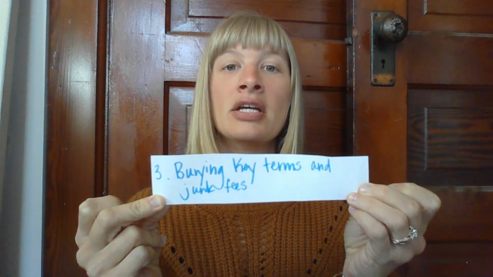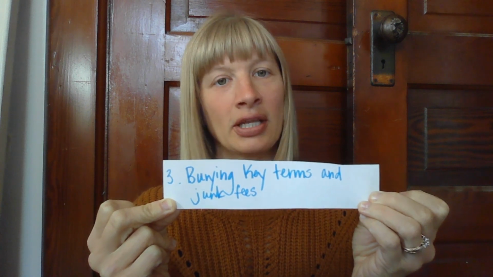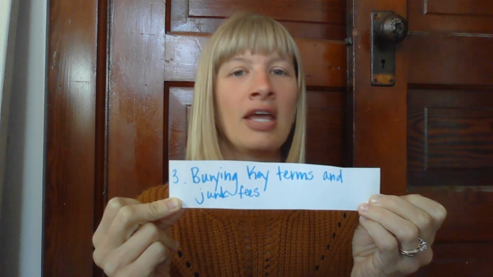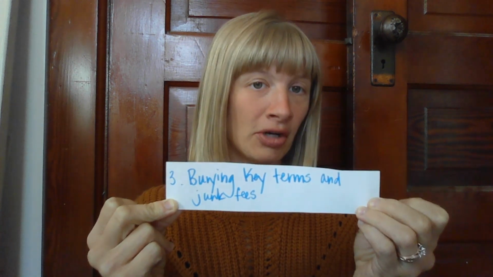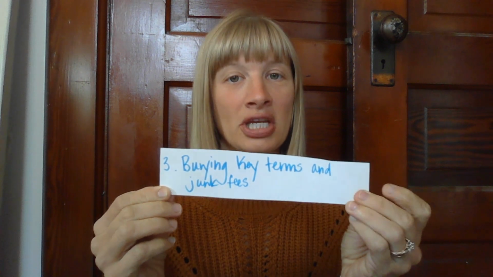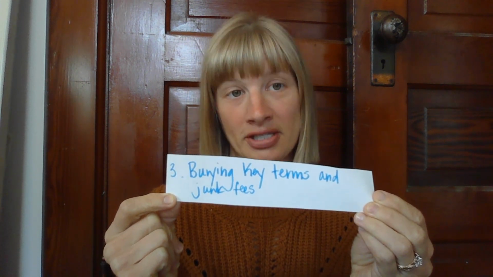Tactic number 3, burying key terms and junk fees. Some deceptive patterns obscure or hide material info from consumers, like burying key limitations of the product or service in dense terms of service documents that consumers don't actually see before purchasing, or burying junk fees. Companies may advertise only part of a product's total price just to lure consumers in, but they don't mention other mandatory charges until later in the buying process.